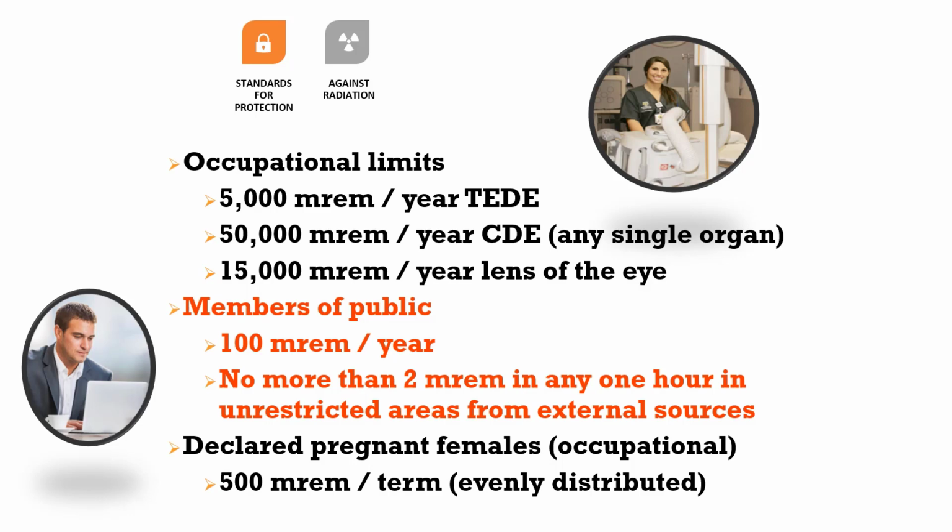Remember, we have occupational workers get a declared pregnancy. They are not pregnant until they declare their pregnancy. For the declared pregnant occupational worker, they're allowed 500 millirems per term, term being the term of the pregnancy, and it is evenly distributed. Thank you again, and I hope this is of help.